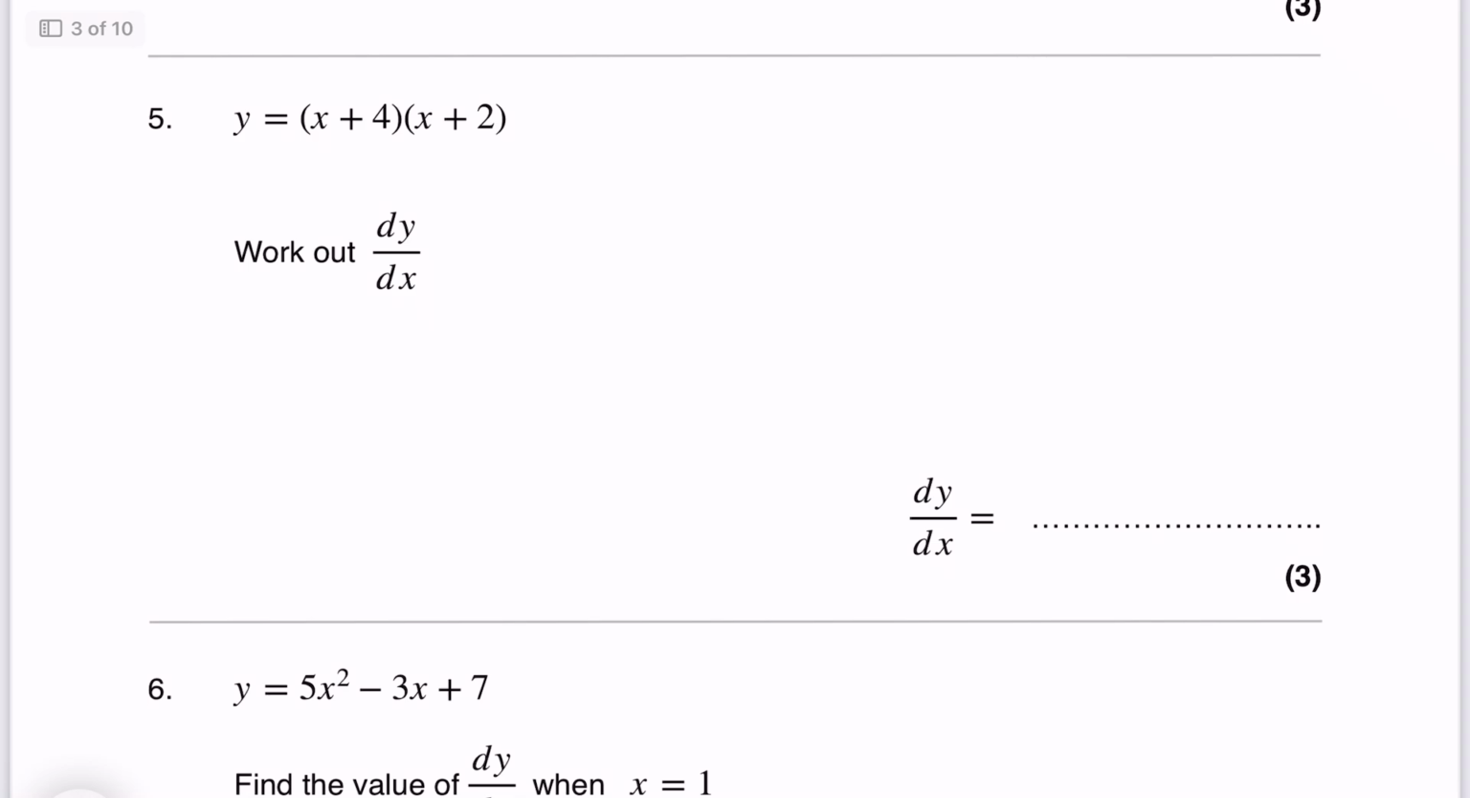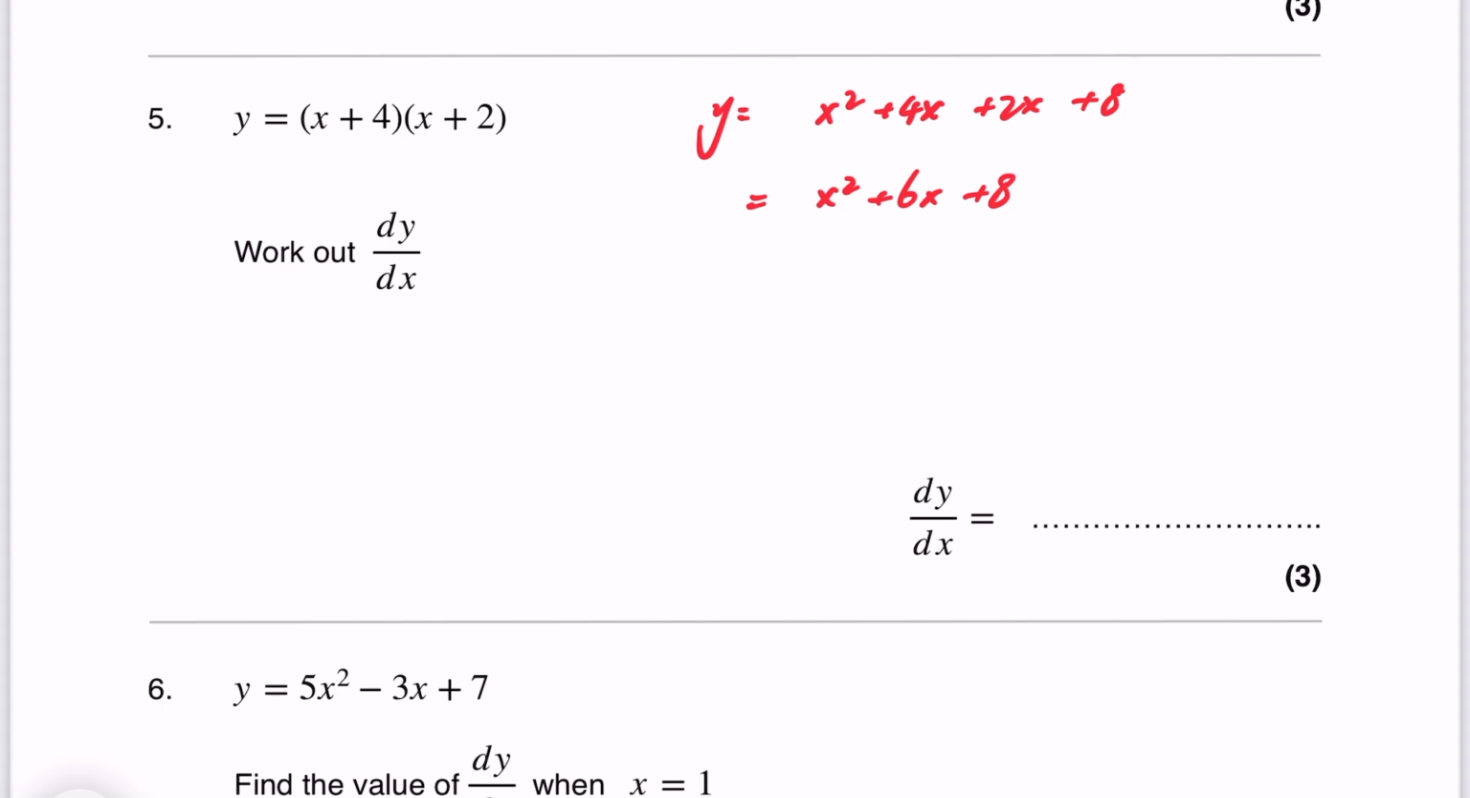Question 5. Very interesting question. We got a bracket multiplied with another bracket. My suggestion here is let's expand the bracket before we do any differentiation. In other words, let's simplify it first, shall we? Y equal to x squared plus 4x plus 2x plus 8. Y equal to x squared plus 6x plus 8. And then we turned it into something that we are familiar with.